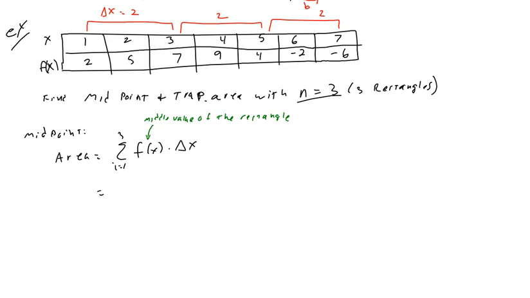So in my first rectangle, my delta x is 2. My middle value is this 5 here. This is my midpoint. Halfway between the 1 and the 3 is 2. So the first rectangle is 5 times a distance of 2.